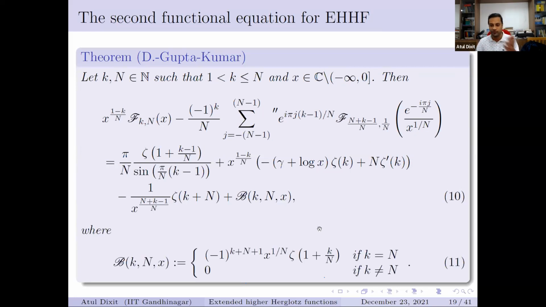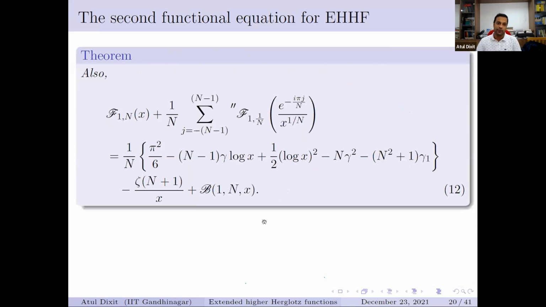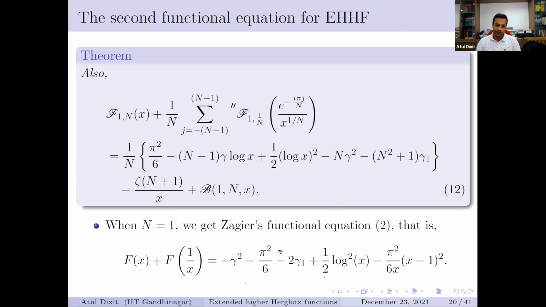One has to work it out, but one can actually prove it. For k equal to 1 but n general, you have a different type of relation. The form is the same, just that the residual terms have to be counted because there is a contribution of a pole of higher order that one has to calculate. As I said, if you put n equal to 1 here, this is what you get. This is the relation of Zagier.